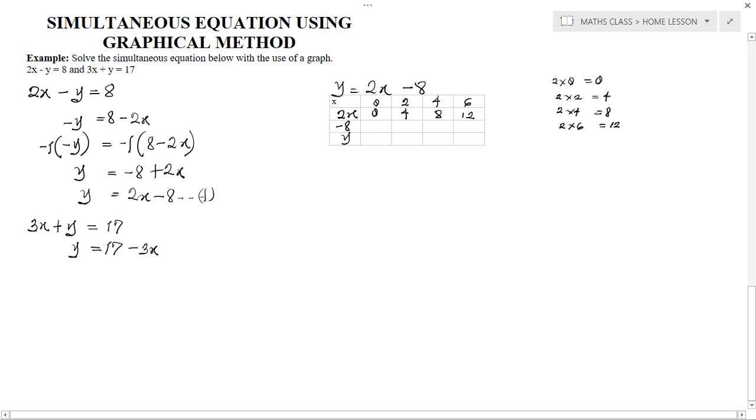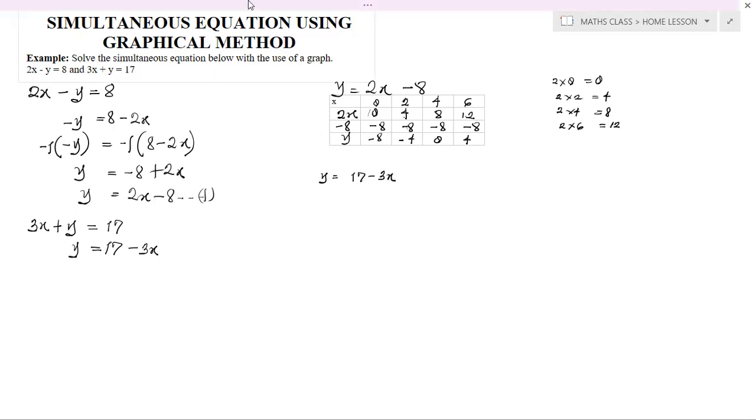You will return the minus 8 for all of them. Minus 8, minus 8, minus 8, then minus 8. Sum them together. 0 and minus 8 will give you minus 8. 4 minus 8 will give you minus 4. 8 minus 8 will give you 0. Then 12 minus 8 will give you 4. This is the first equation. Let's go to the second equation. y equals 17 minus 3x.